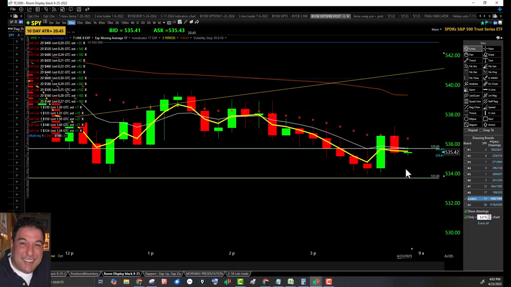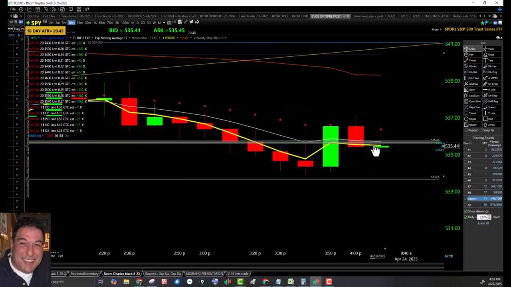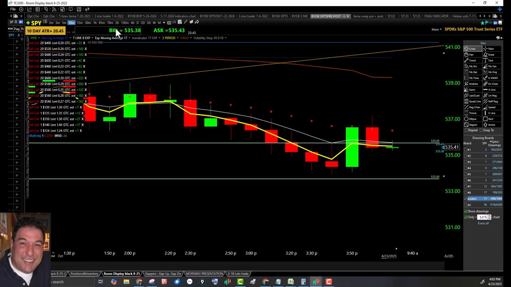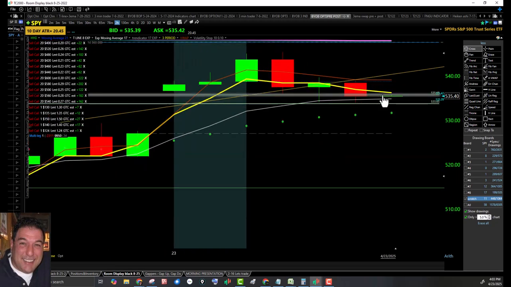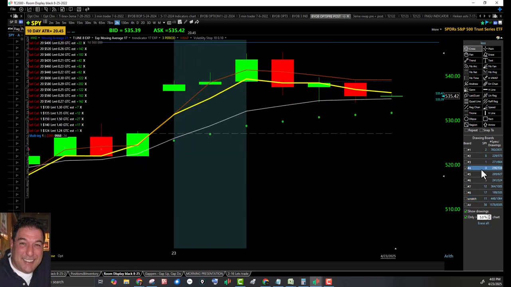Into the close, what do we have? Got a 10-minute downtrend coming into the close. The 3 EMA is underneath the 8 EMA. On the 2-hour chart, what do we have? We have a 2-hour uptrend coming into the close. See that? The 3 EMA is up over the 8 EMA. 2-hour uptrend coming into the close.